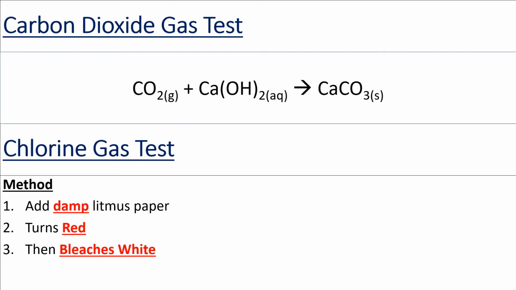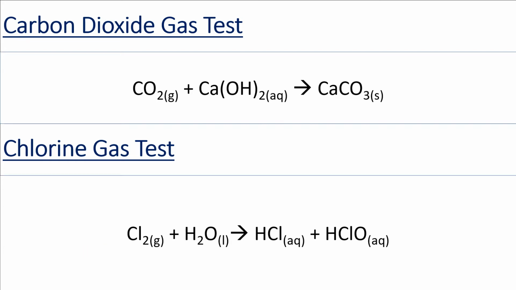The chlorine gas test, you add damp litmus paper. It's really important that it's damp, and it will initially turn red and then bleach white. And this second bit, this bleaching white, is really important because that's what's unique to chlorine. If I did this test with sulfur dioxide, it would turn red, or nitrogen oxides, it would turn red, because that just tells you it's an acidic gas. But the fact that it bleaches white, that's what identifies it as being chlorine. And that's because of this reaction. The chlorine that you are adding to your litmus is going to react with the water on your litmus paper because it's damp. That's why it needs to be damp.